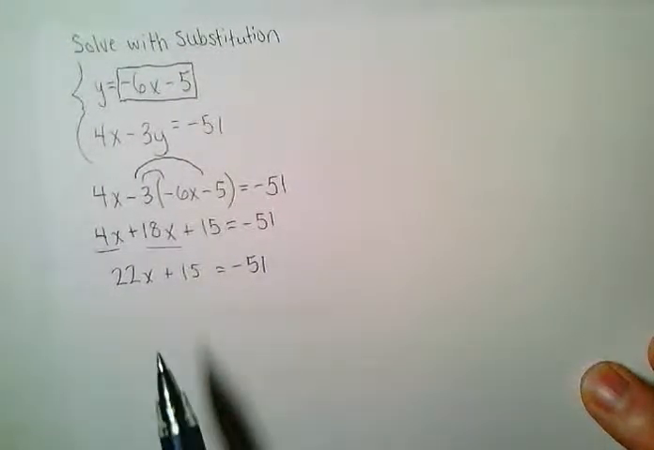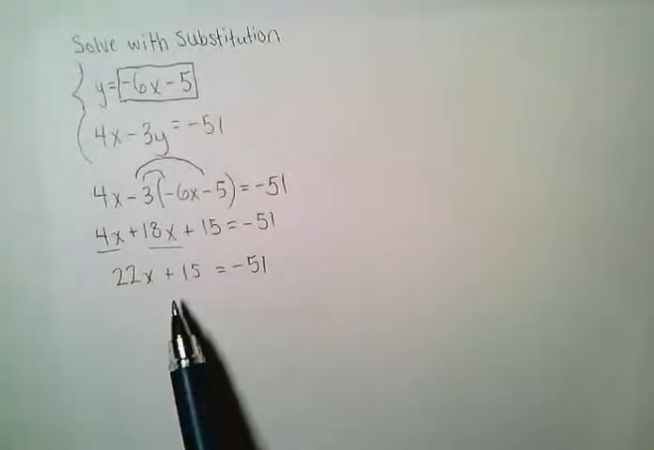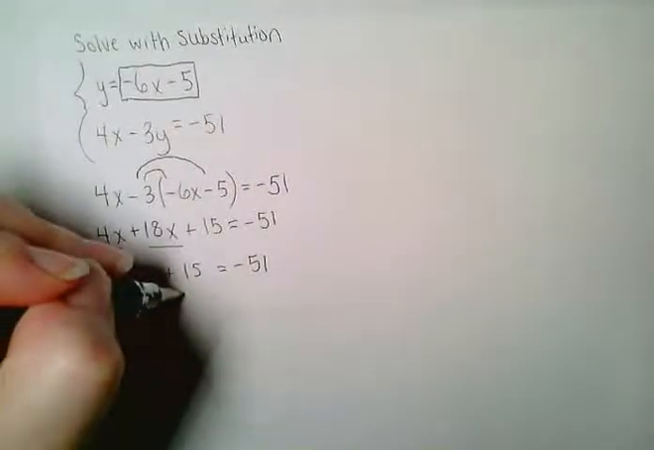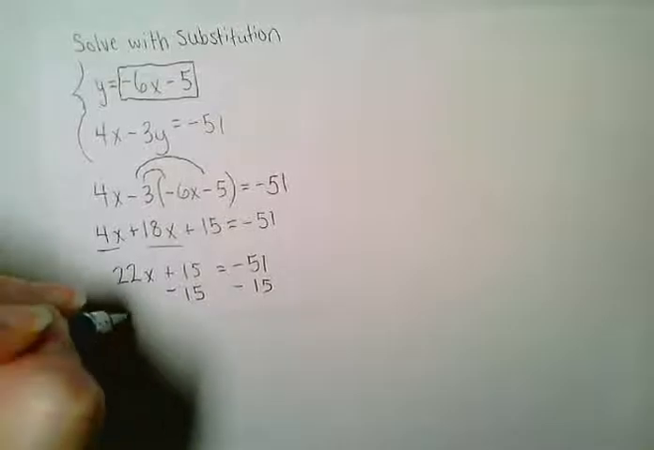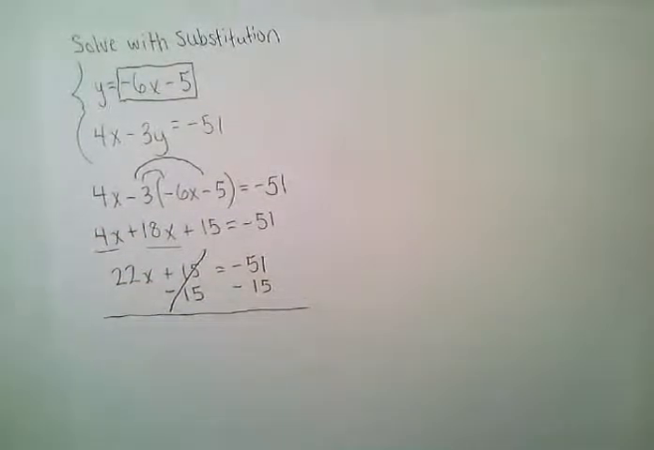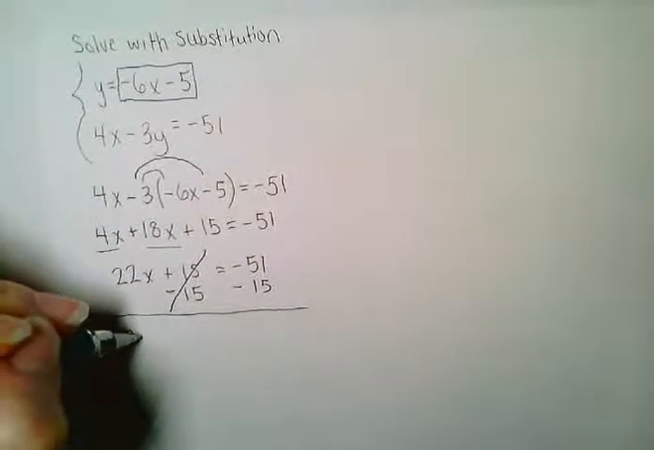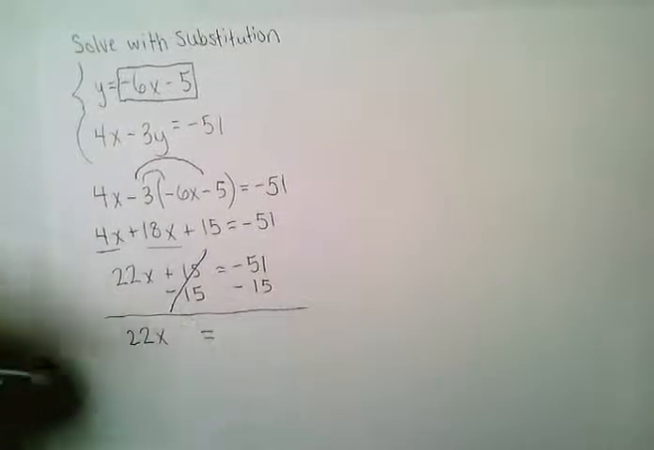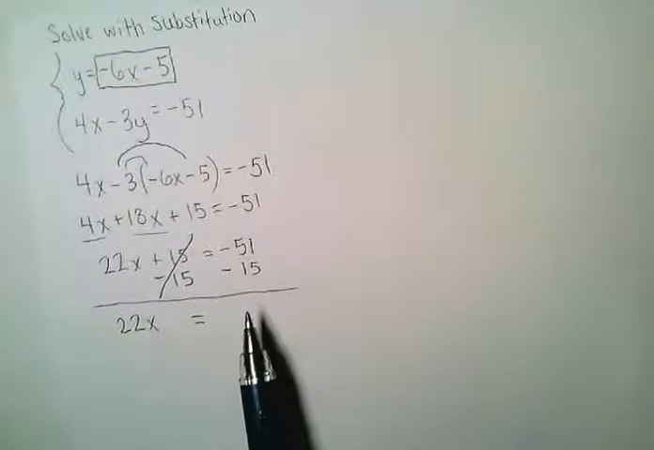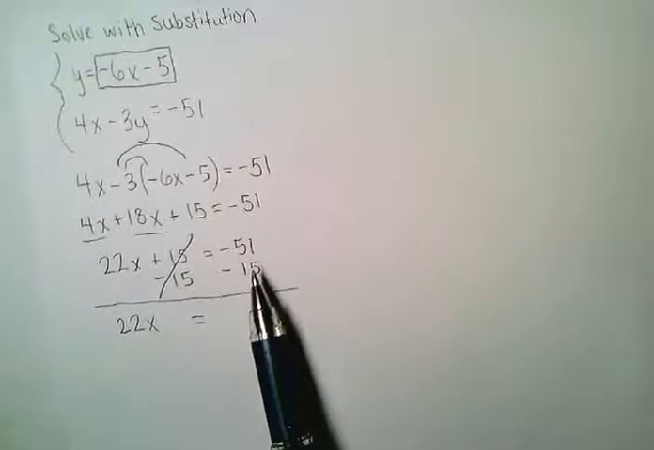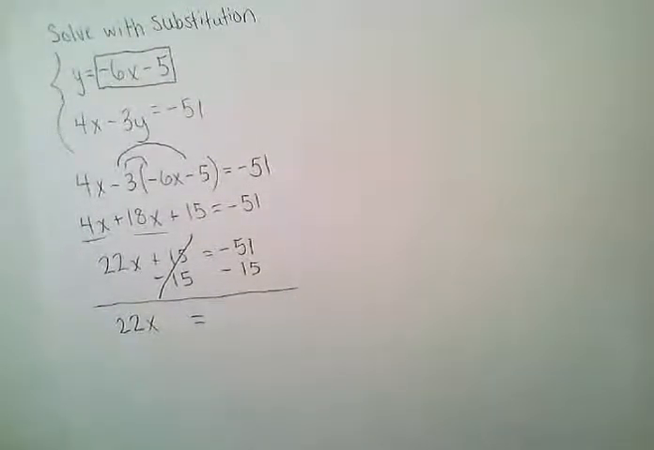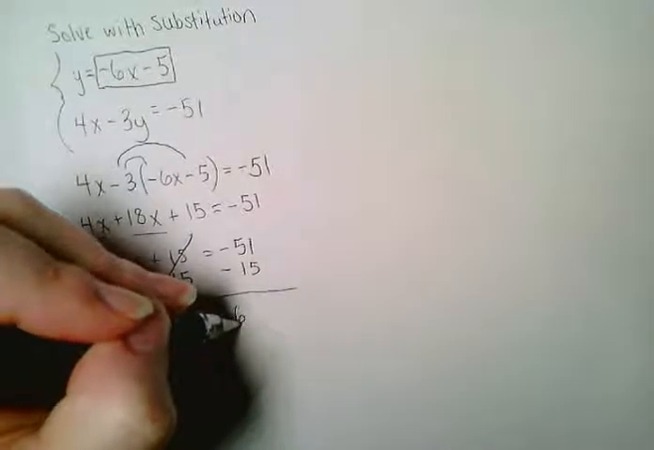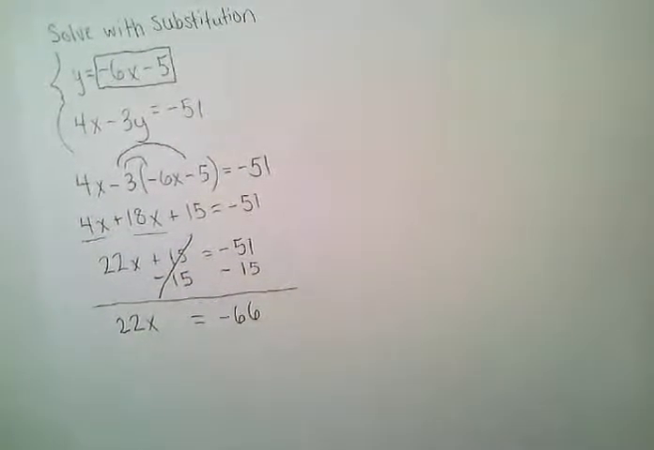Now I need to get this positive 15 out of the way, so I'll subtract it from itself, and then I'll subtract it from the other side as well. It cancels out from the left-hand side, and I have 22x equals negative 51 minus 15. Since I have a negative number and I'm subtracting more, it would be like adding them. So it would be negative 66, adding them in the negative direction.